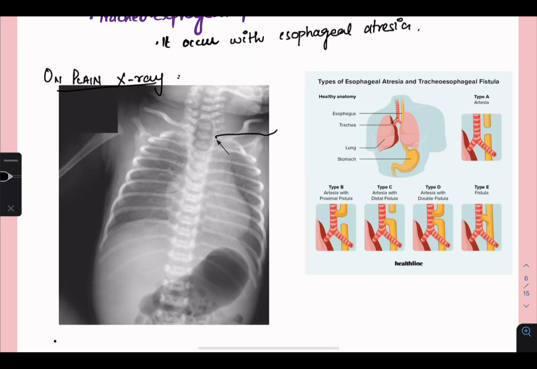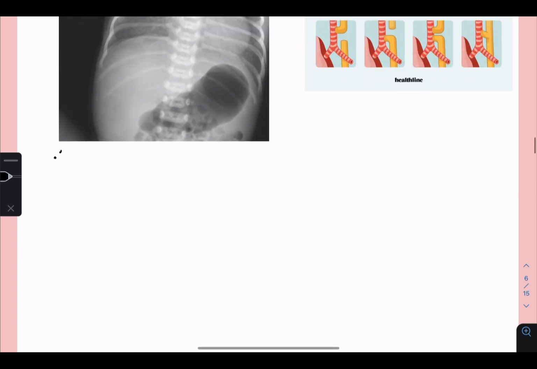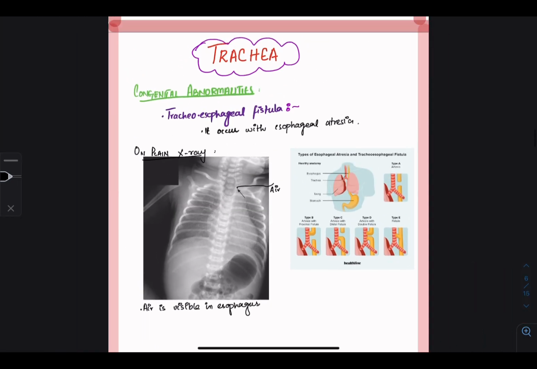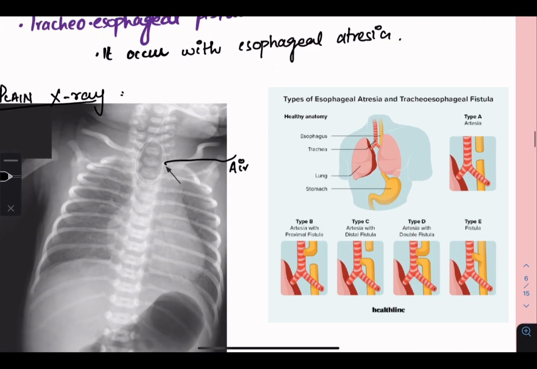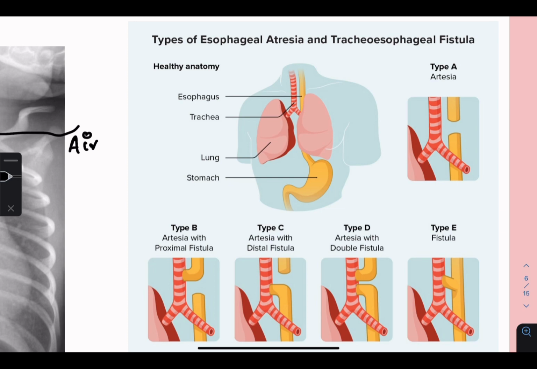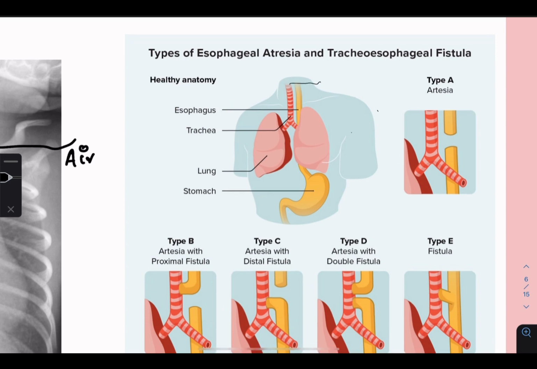Here is a plain X-ray that's showing air in the esophagus. On X-ray, we can say that there is a fistula or atresia by seeing air in the esophagus. So these are the types of esophageal atresia and tracheoesophageal fistula. Normally, it contains the esophagus, trachea, lung, and the stomach.